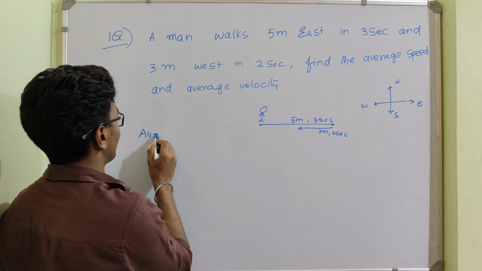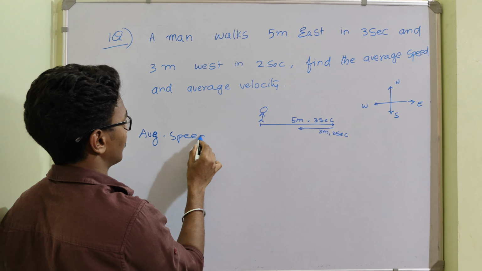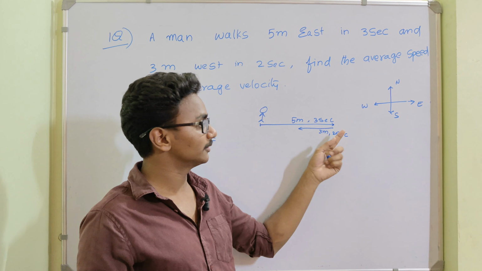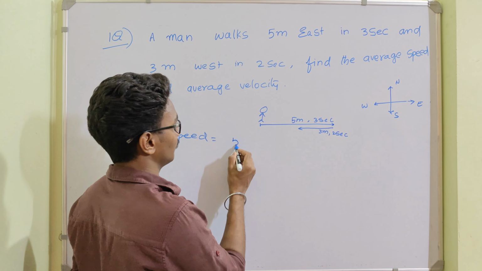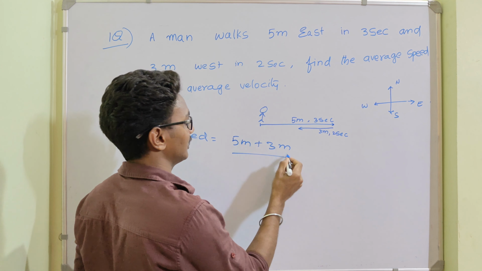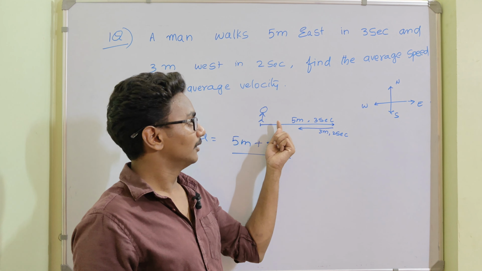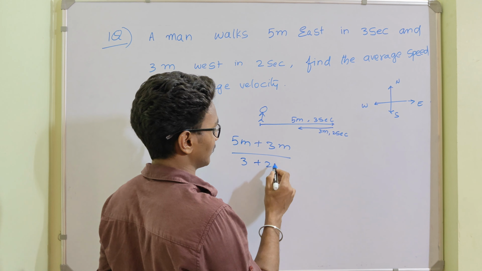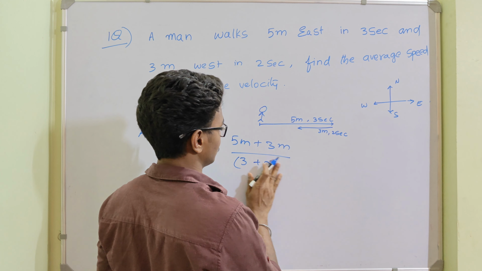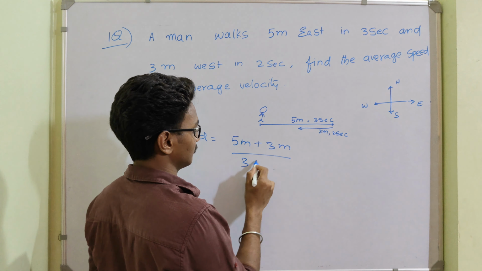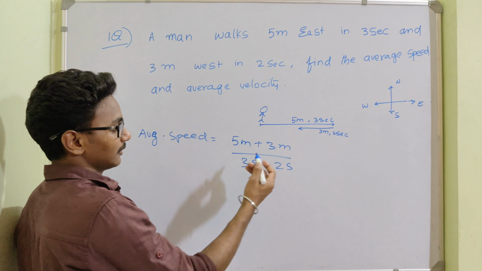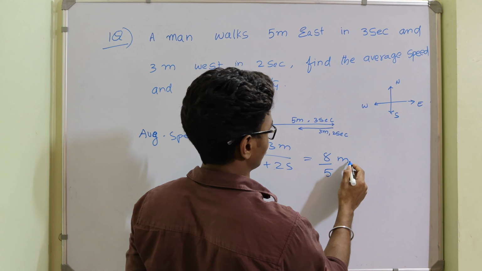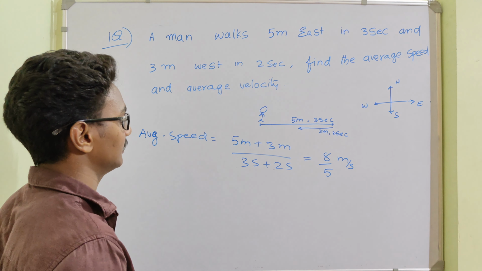So find the average speed. What is the formula for average speed? Total distance by total time. What is the total distance here? Here to here 5 meters, here to here 3 meters. 5 meters plus 3 meters, divided by the total time period: from here to here 3 seconds, here to here 2 seconds, 3 plus 2. That is 8 meters by 5 seconds, 8 by 5 meters per second.